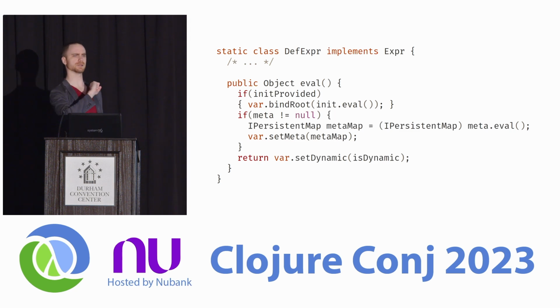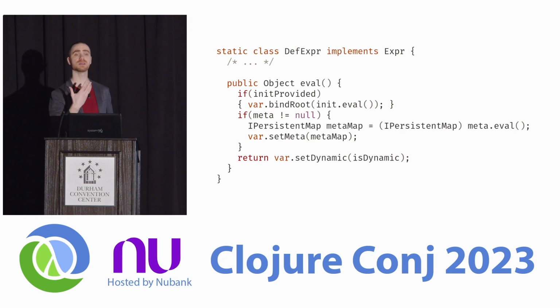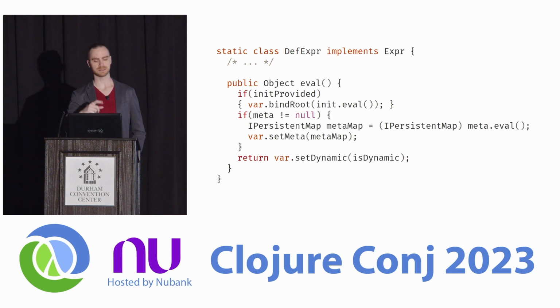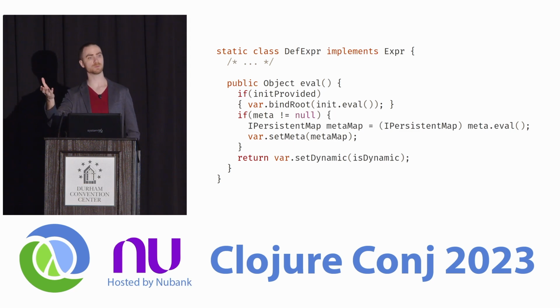Now the def expression, when we're talking about our source, lexical analysis, syntactic analysis, and semantic analysis, will be part of the semantic analysis category. This is basically a node in our abstract syntax tree, our AST. It has an eval function on it. This is where the interpretation comes in. And it says, if there's an init provided, which is a value, because the value that you provide in def is actually optional. You don't need to provide one. But if you do provide one, then we take the var and we bind the root.